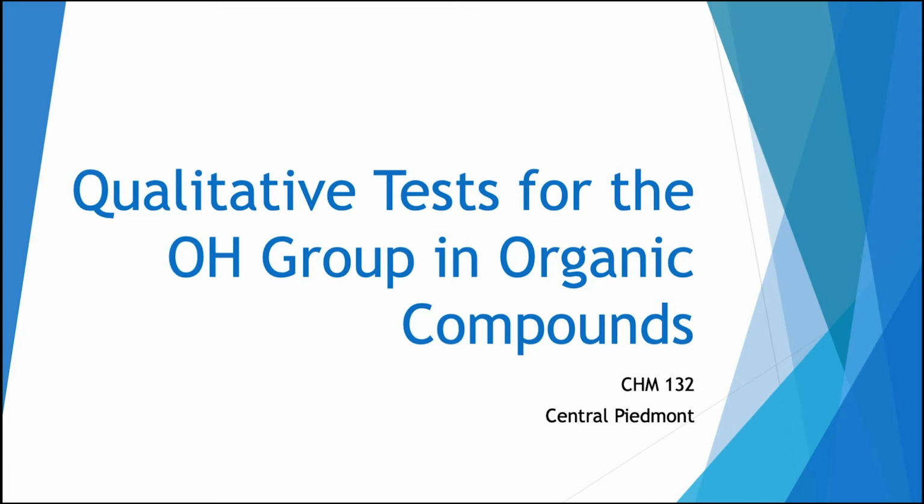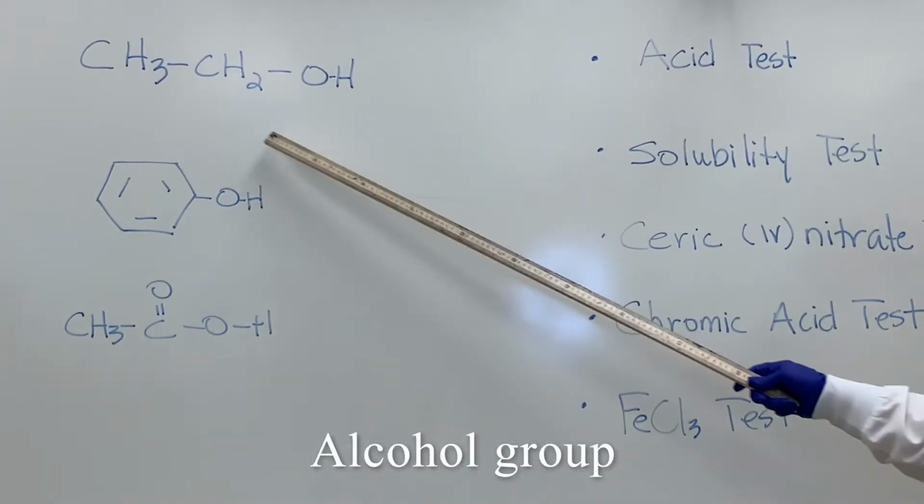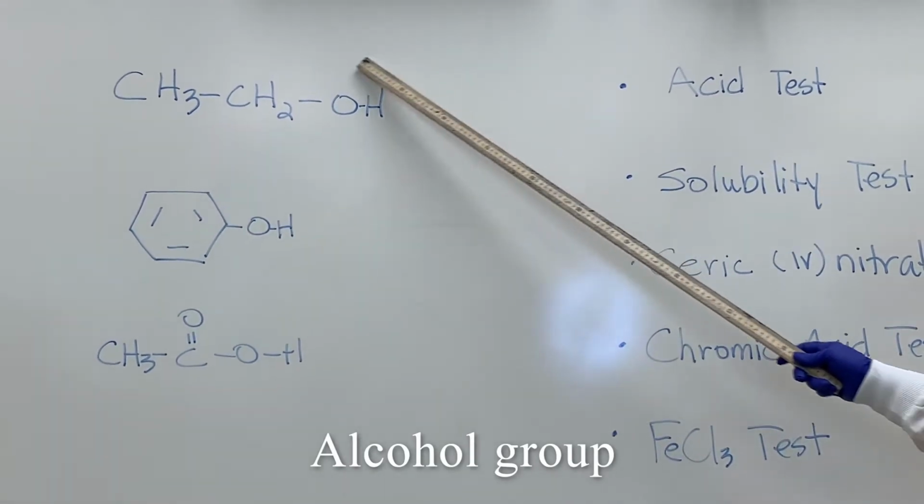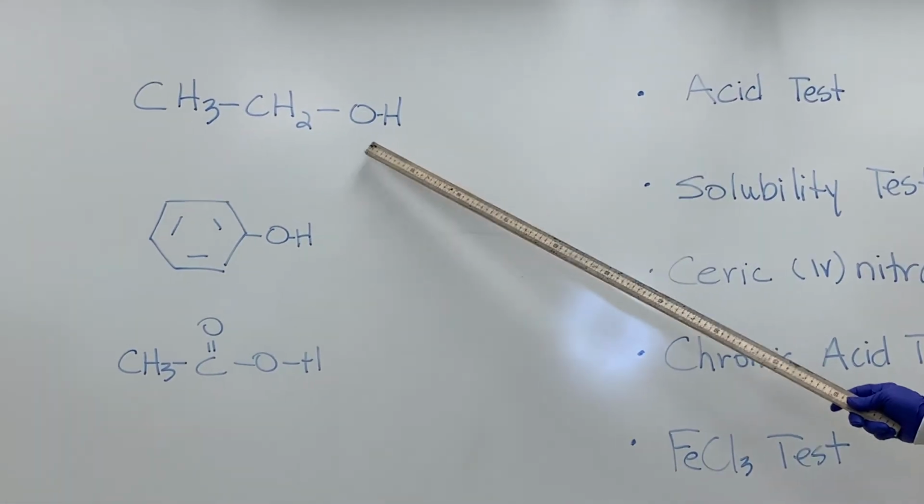Today's experiment is going to involve looking at chemical and physical properties of the OH group within different compounds. And what you see on the board, the first compound is an alcohol. We've got this hydroxyl group, the OH group.